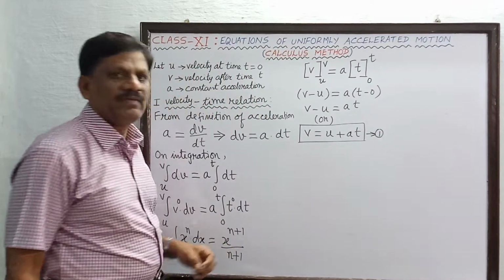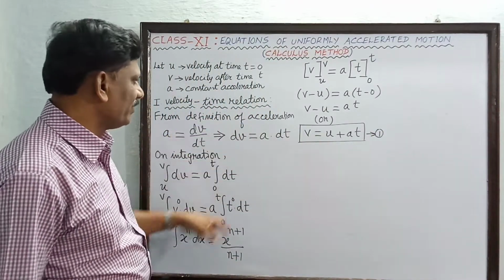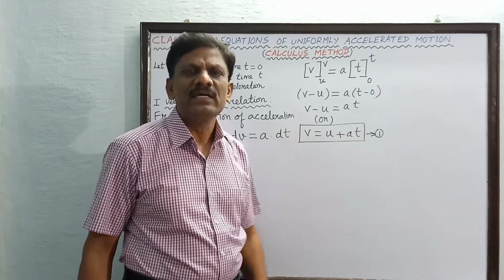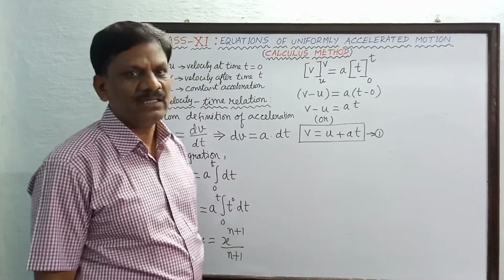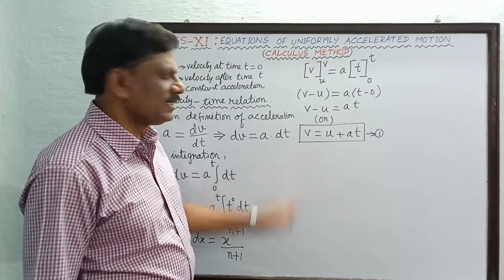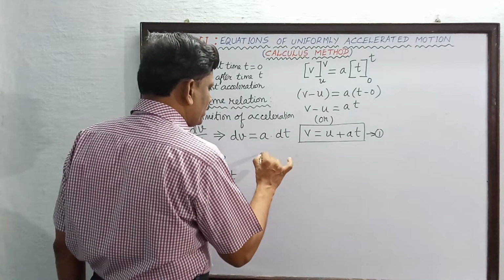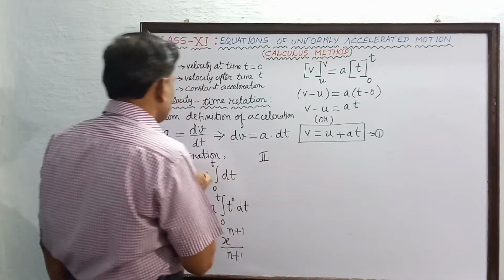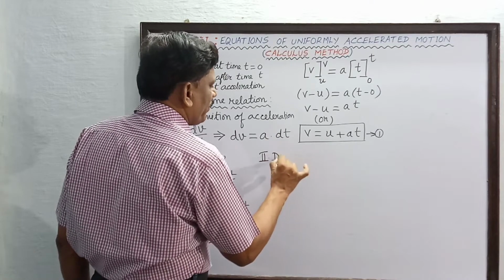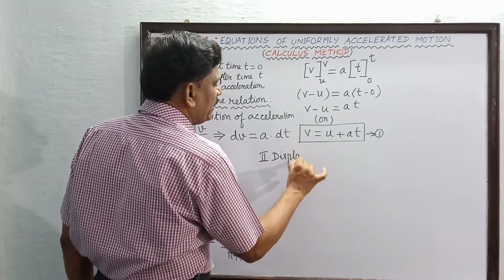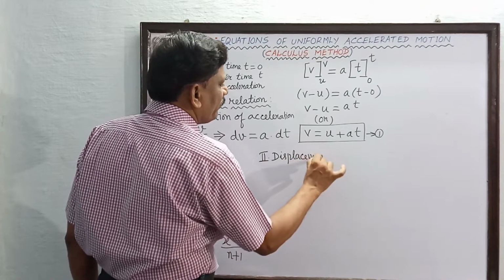So the velocity versus time relation is given by v equal to u plus at. Now the second equation is what? Displacement versus time. Okay. Displacement time relation.